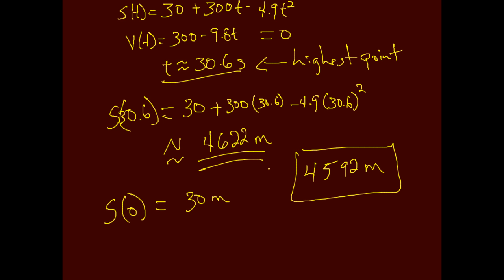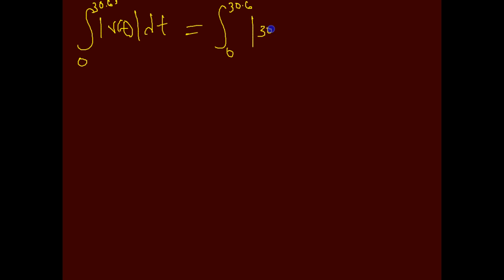So how do we know for sure how we can find the distance traveled? Well, we can take the integral of the absolute value of our velocity function, v of t, and evaluate it from 0 to 30.6 seconds. Okay, so this is going to be the integral from 0 to 30.6 of the absolute value of 300 minus 9.8 t dt.